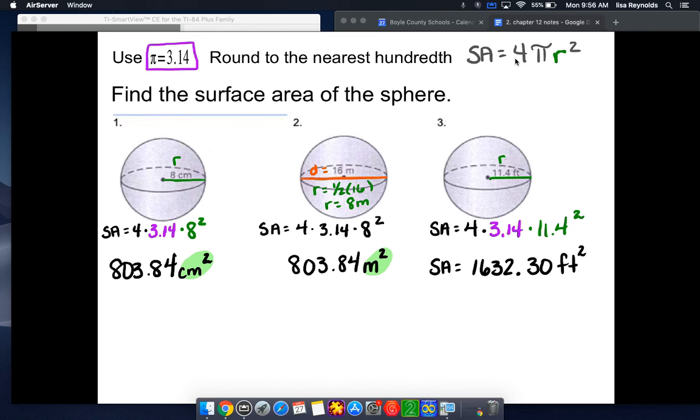The surface area is 4 pi r squared. When they give you the radius, substitute and calculate. When they give you the diameter, take half to get the radius, and then substitute and calculate. So 4 times whatever they tell you to use for pi times the radius value squared. Make sure you include your square units with your final answer.